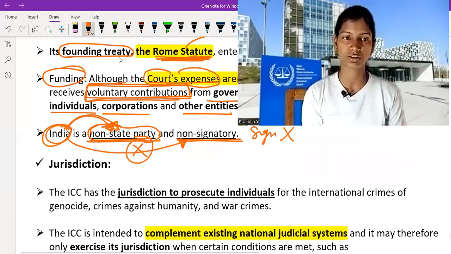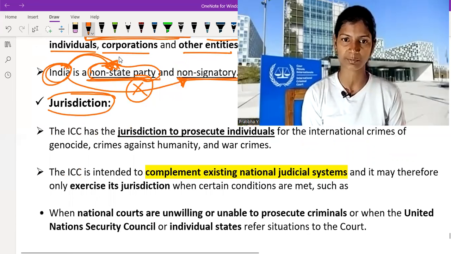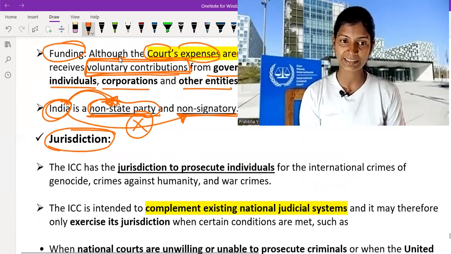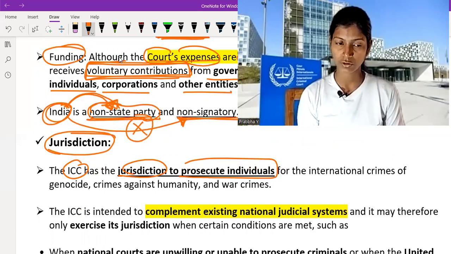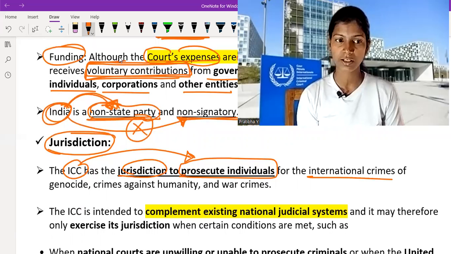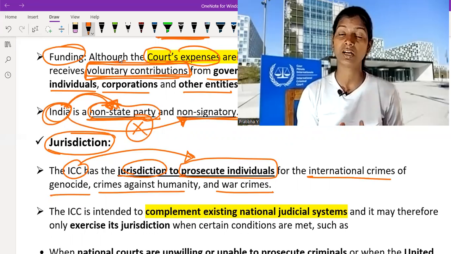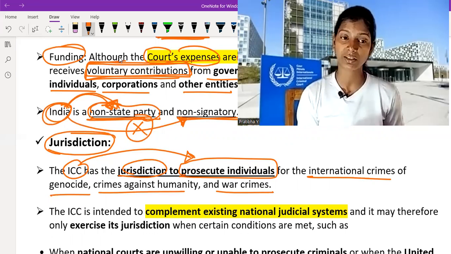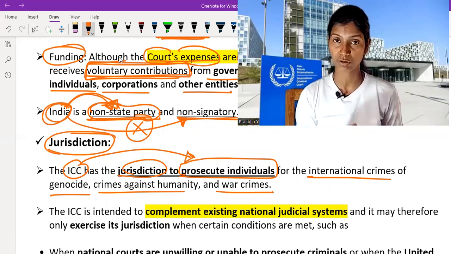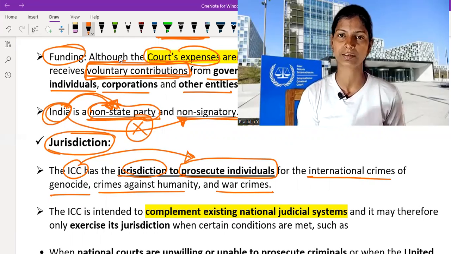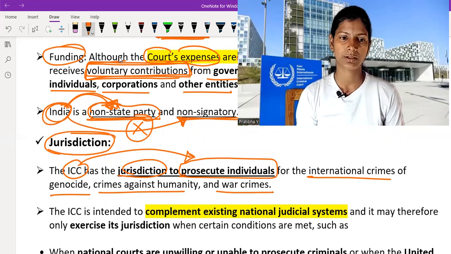So what is the jurisdiction of ICC, International Criminal Court? The ICC has jurisdiction to prosecute individuals for the international crimes of genocide, crime against humanity, and war crimes. If any individual commits a crime like genocide, war crime, or crime against humanity, then ICC prosecutes that individual. This is the jurisdiction of the International Criminal Court.